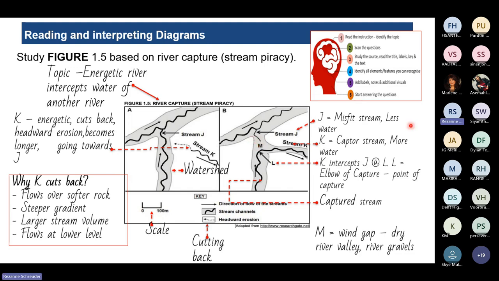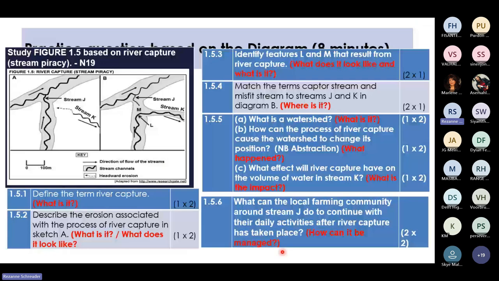So what have we done? We have added our labels and notes. We've identified all the elements and we studied the source. So now we can go over to the questions. Okay. So these are the questions that they've asked. So define the term river capture for 2 marks. What is river capture? At question 1.5.2, describe the erosion associated with the process.